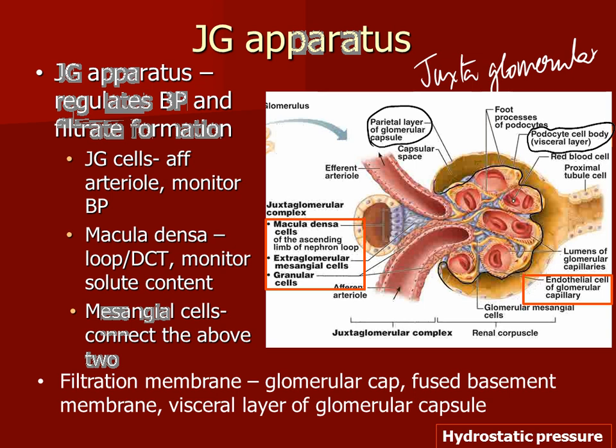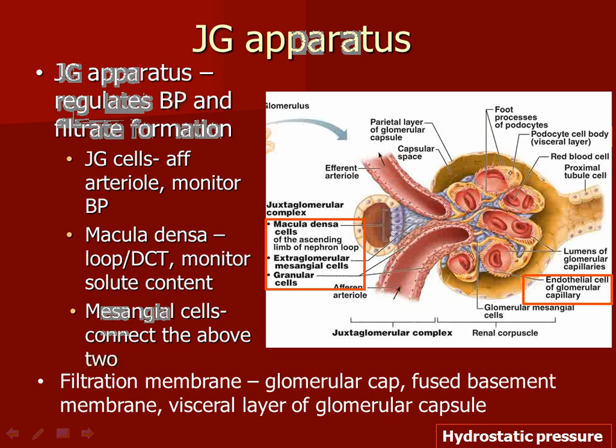So passing between the endothelium of the capillary, this visceral layer and the fused basement membrane, that is what forms the filtration membrane, and through that the blood is filtered and passes into the Bowman space. Both this capillary endothelium plus these cells of the visceral layer have tiny little pores, which allow blood to be filtered, and that's why you need a hydrostatic pressure. Imagine a coiled water hose with tiny little holes. If the pressure in the water hose is high, then only filtration will occur.